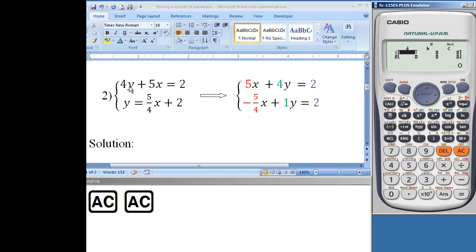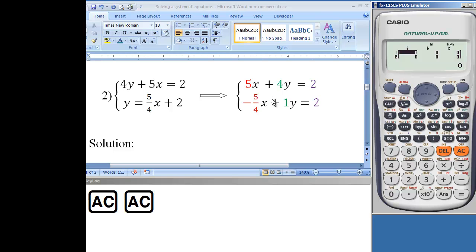Although this one looks like it's in standard form, it's not quite, because the x and y terms have to switch places. So I did that here. I wrote my x term first, then my y term, and then my constant. And then in the second equation, we're going to have to transpose this term to the other side. Since it's positive 5/4 x on the right of the equal sign, we know it will be negative 5/4 x on the left. So here it is. Both equations are now in standard form.